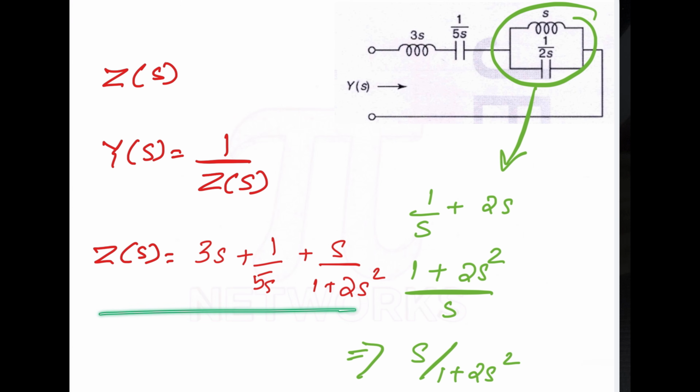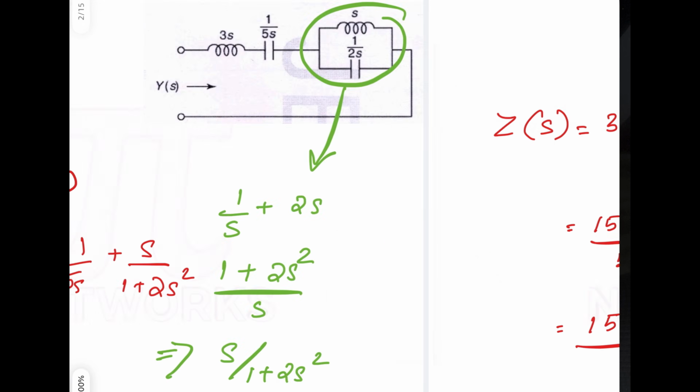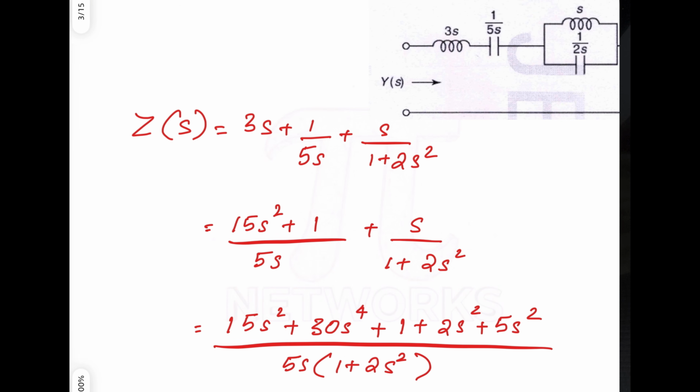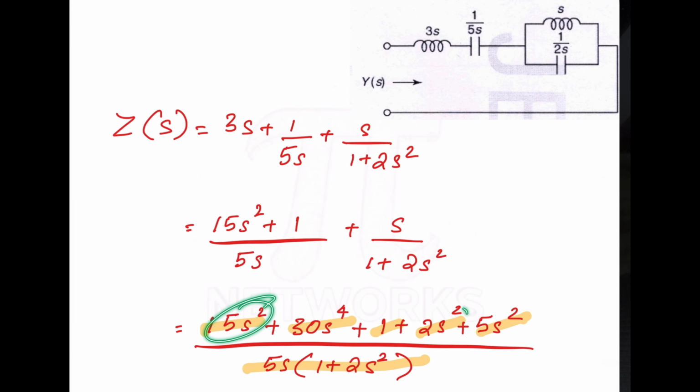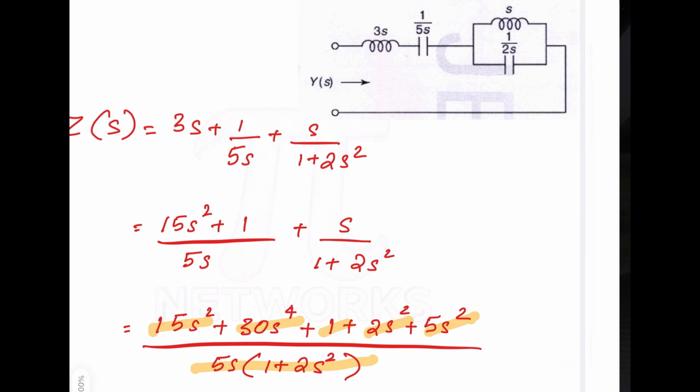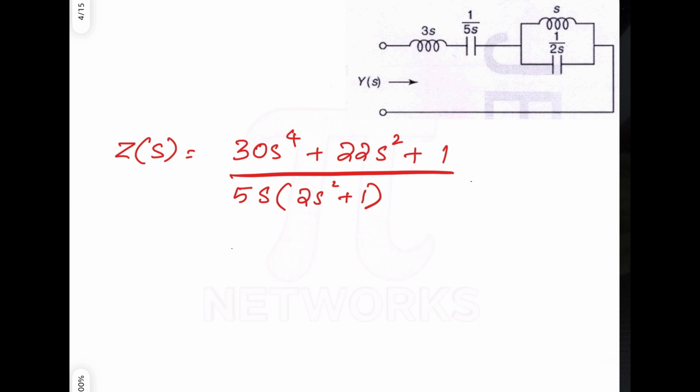On rearranging this Z of S, let's see what happens. So Z of S becomes 50S square plus 30S raised to 4 plus 1 plus 2S square plus 5S square, the whole divided by 5S into 1 plus 2S square. Here we have 3S square terms. So on adding them, we will get 30S raised to 4 plus 22S square plus 1, the whole divided by 5S into 2S square plus 1. So this is the answer for Z of S.